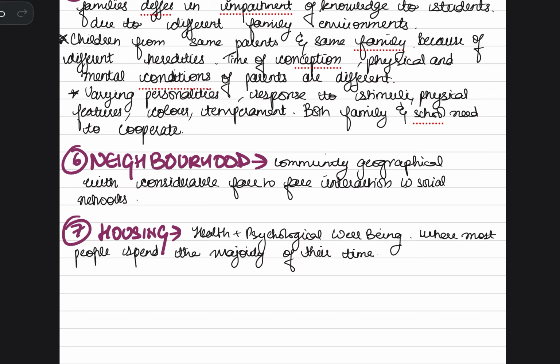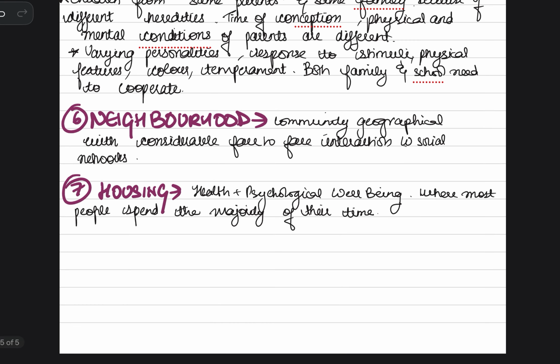And lastly, housing. Many people may not realize this, but the house is our own home. Our house is the environment that we spend most of our time in. So it's important to have a healthy environment inside the house, which will ultimately have a positive impact on the psychological and health aspects of every individual.